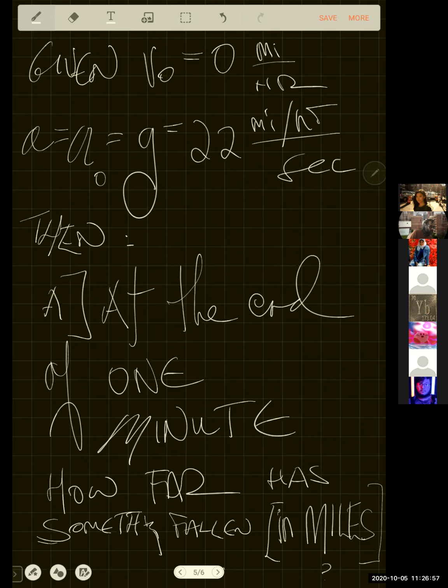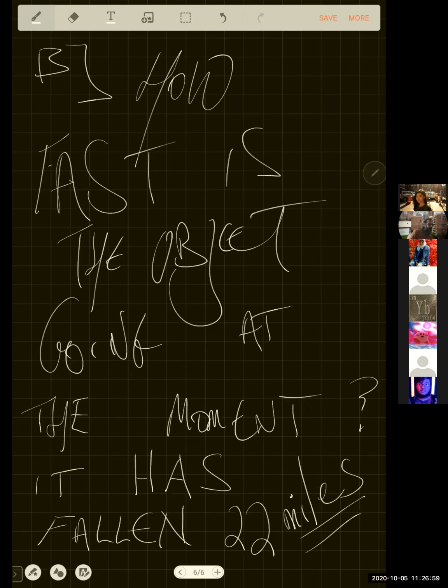And my second question, B, is how fast is the object going at the moment it has fallen 22 miles? Okay, I'll rewrite the whole problem again on the third page, but please start working on it now. I'm not going to put you in rooms. I just want to know. I want people to work on these.